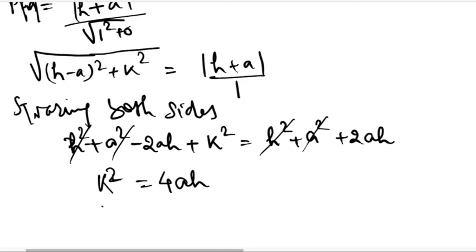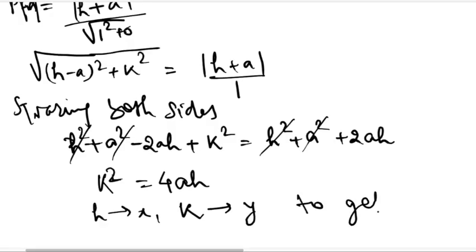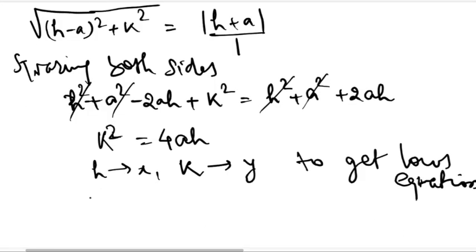Replace h with x and k with y to get the locus equation. So we will get the equation of this parabola as y square equals 4ax. And this is the first standard parabola we have studied.